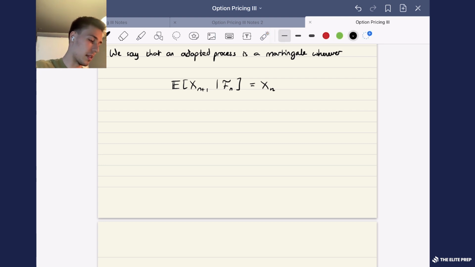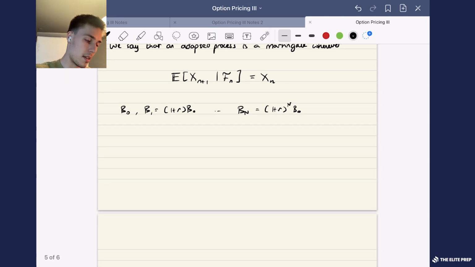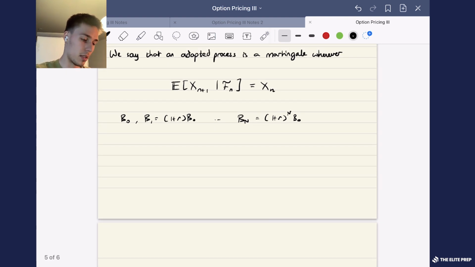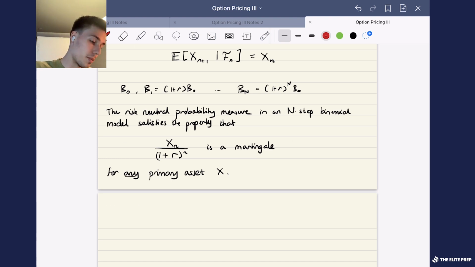So let's be more thorough. So we're going to say we have B_0, then we have B_1 equals (1+R) B_0, and then B_n is equal to (1+R)^n B_0, because that's just us earning n steps of interest rate on B_0. Then I'm going to introduce this definition of a risk-neutral probability measure. So I just said that.